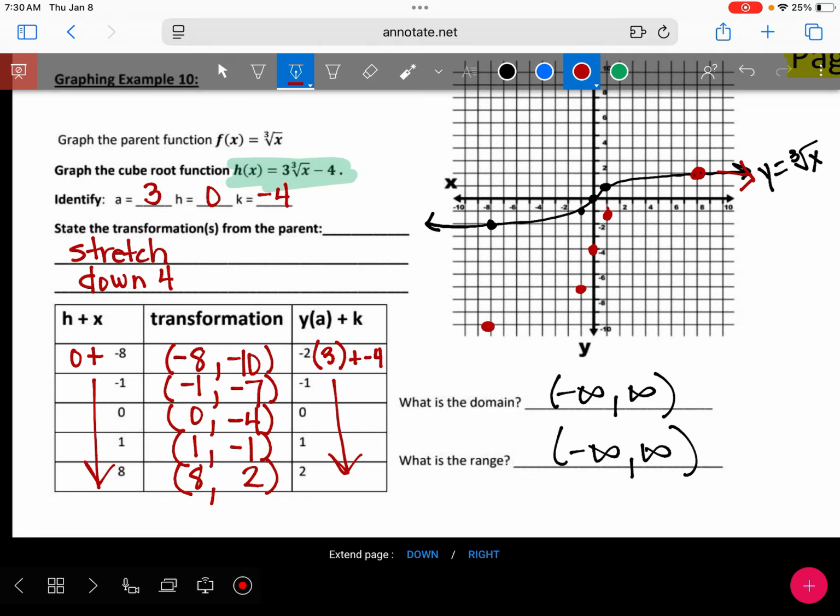So you look at that red graph, you can see that it is stretched and it moved down 4. And that is a cube root.